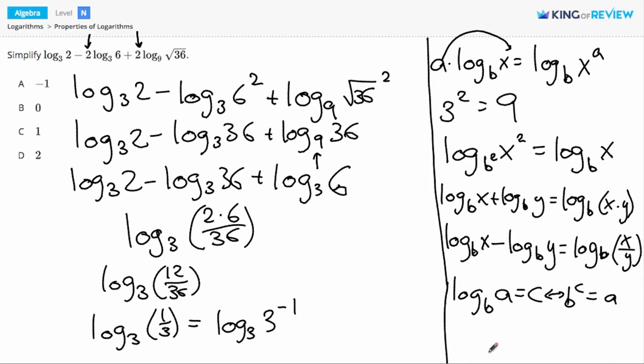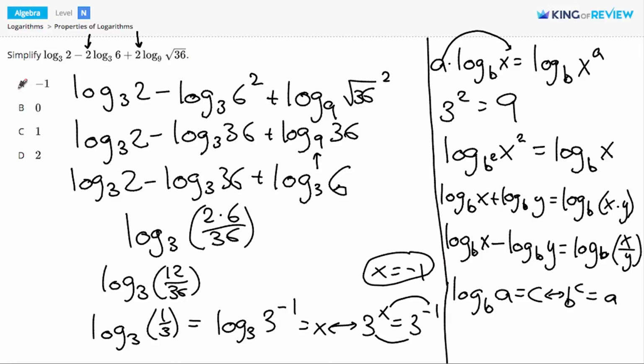So, let's set the log we're trying to find equal to x. Using this property on the right, we can rewrite this as 3 to the x equals 3 to the -1. Since we have 3 on both sides, the exponents must match as well, and x, our log, must be -1. So that's what this whole expression simplifies down to.